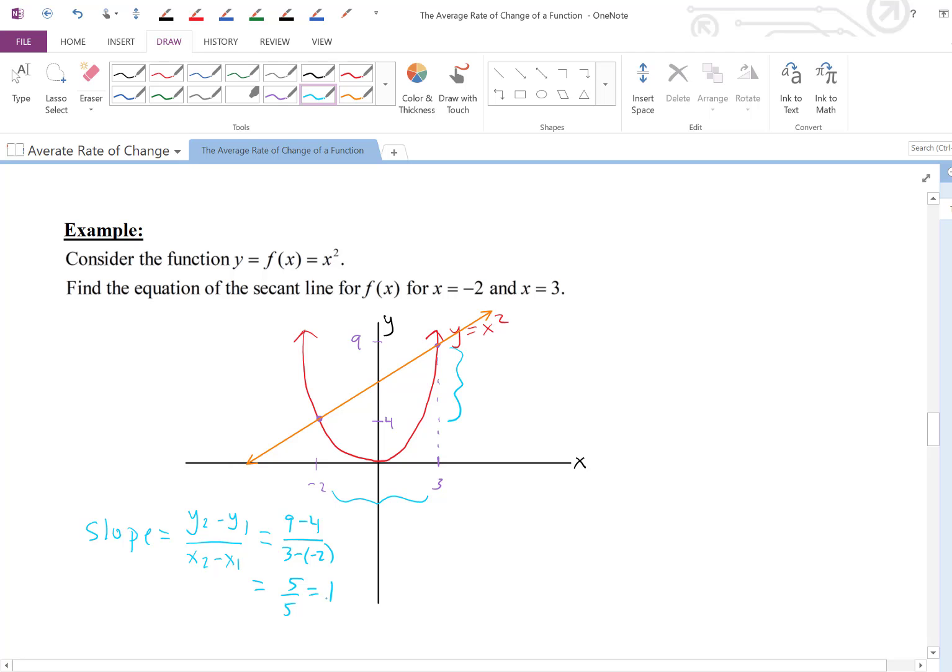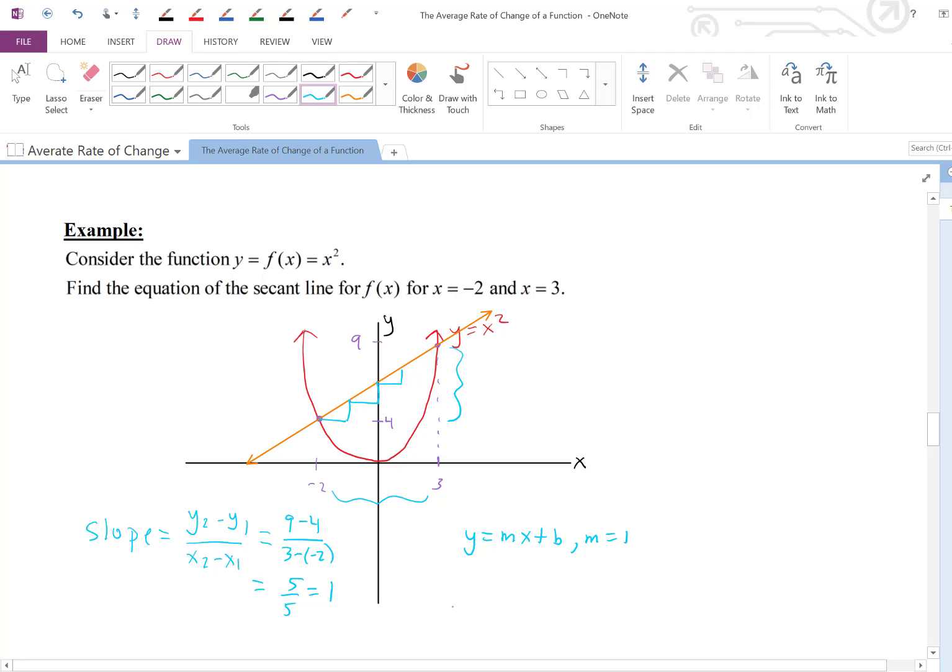So what is that telling us? It tells us that for every 1 unit we move over in the x direction, we move 1 unit in the y direction vertically upward. So we know the equation of this line, let's just call it y, is going to be mx plus b, and we just found our slope. The slope was 1. What about the b?